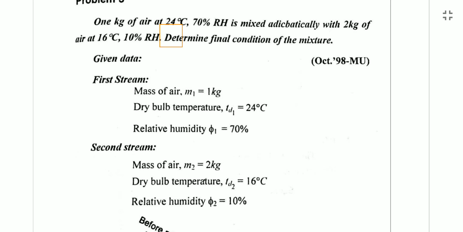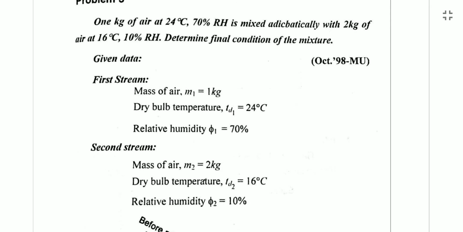1 kilogram of air. So mass is MA, first point. 1 kilogram of air for the first pipe. Mass is 1 kilogram, 24 degrees centigrade. So dry bulb temperature is also given. Relative humidity also given. So for the first stream, they gave the mass, dry bulb temperature and relative humidity.